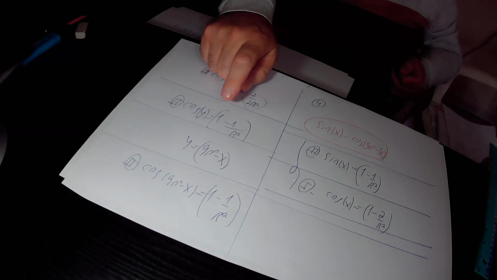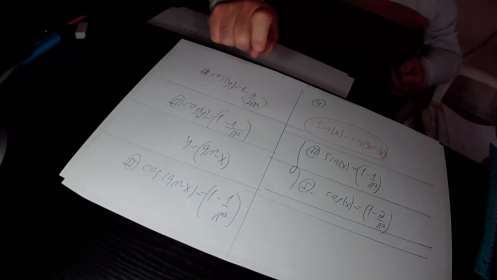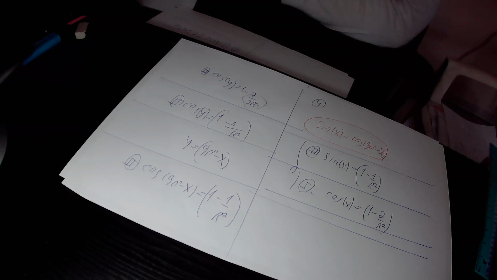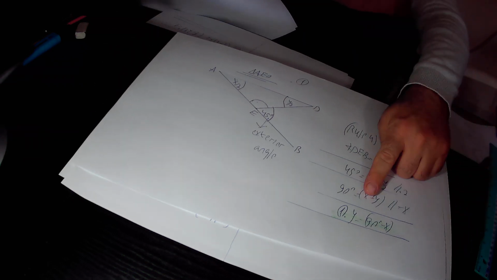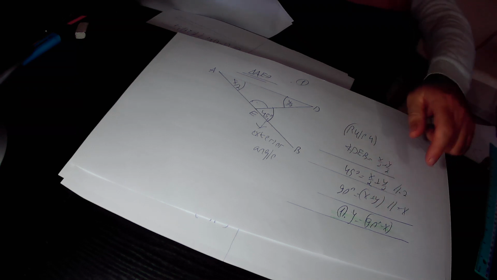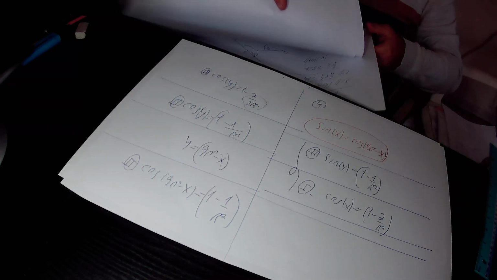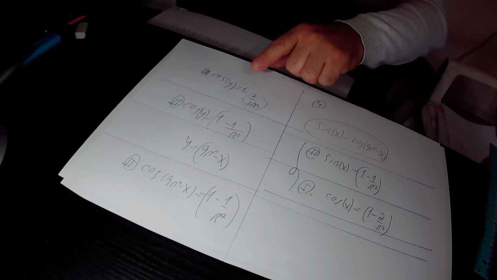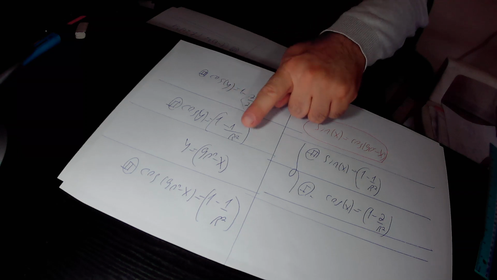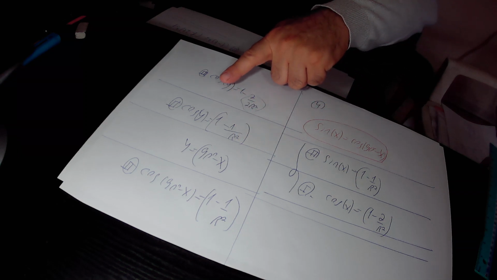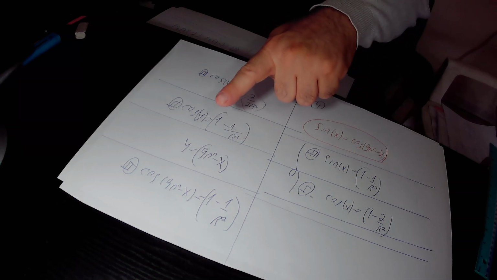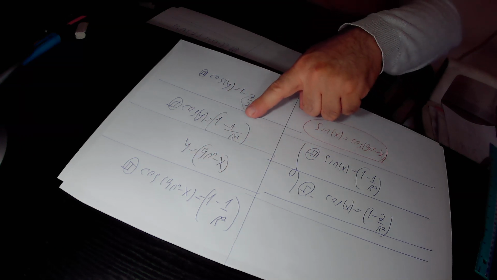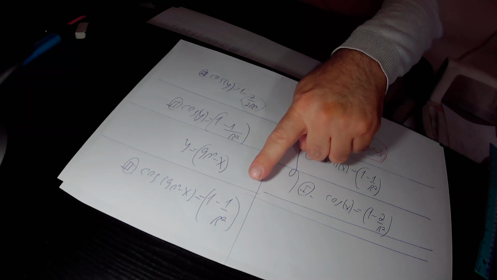But we already found out that y equals 90 degrees minus x. Therefore, we can substitute y in this equation 2 by 90 degrees minus x. We did it, and found that cosine y, and y is 90 degrees minus x, equals 1 minus 1 over r squared.